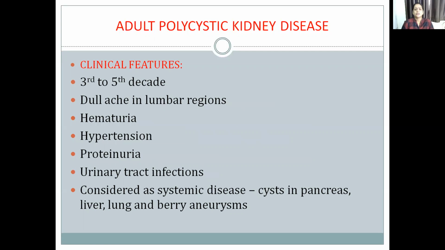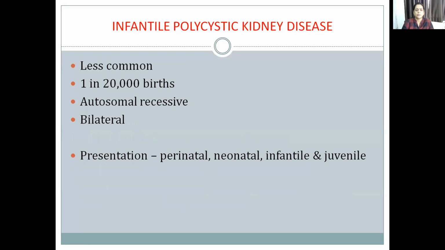So, the clinical features: though it is a congenital malformation, the adult may not show any symptoms till he reaches his 3rd to 5th decade. Usually the presenting symptoms are dull ache or flank pain, hematuria, hypertension, proteinuria, urinary tract infections, and sometimes it is considered a systemic disease with associated congenital malformations in the form of cysts also seen in the pancreas, liver, lung, and berry aneurysm. So it can be associated with other congenital malformations.